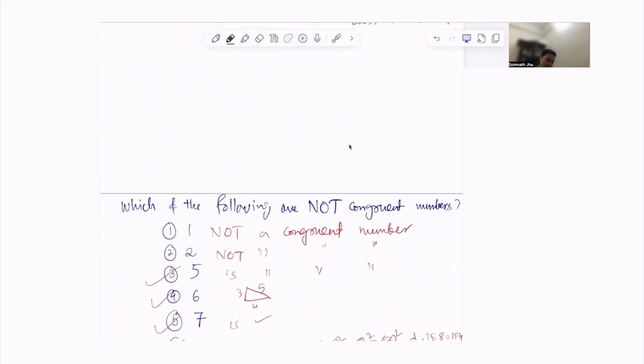Okay, so then there is some exercise on congruent numbers. Which of the following are not congruent numbers?